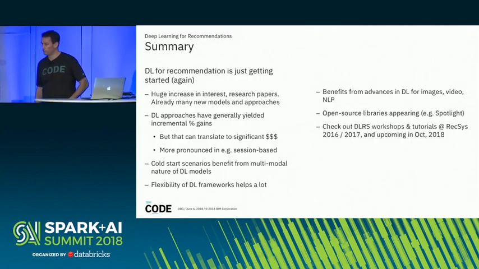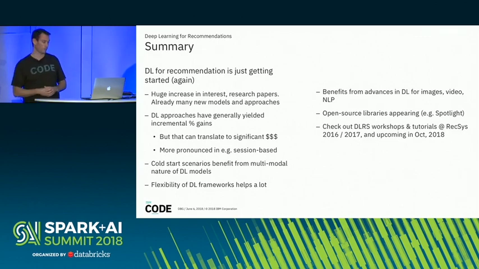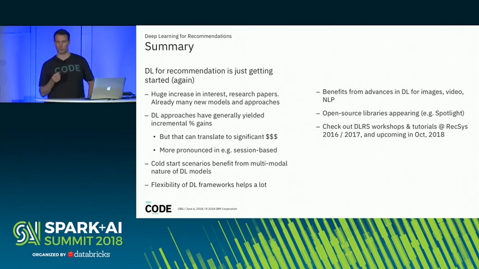So to sum up, I believe deep learning for recommenders is just getting started again, because it does date back to Netflix. There's been a massive increase in interest, research papers. I think the industry applications are yet to come and will start filtering. But it's worth pointing out that a lot of these gains are, in terms of metrics or accuracy or model performance, fairly incremental. So if you look at a few percent increase, it doesn't sound like a lot.